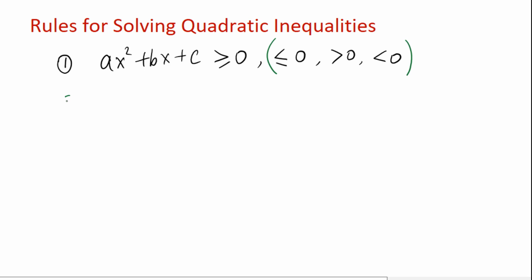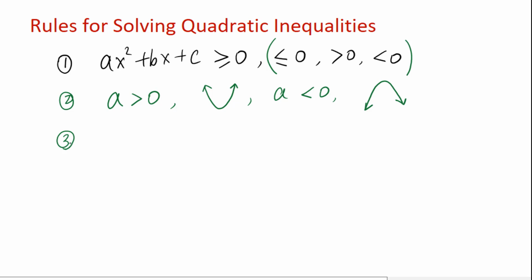Second step, check this a. When a is greater than 0, we do know the graph will open up. When a is less than 0, then the graph will open down. Third step, we need to find the roots.